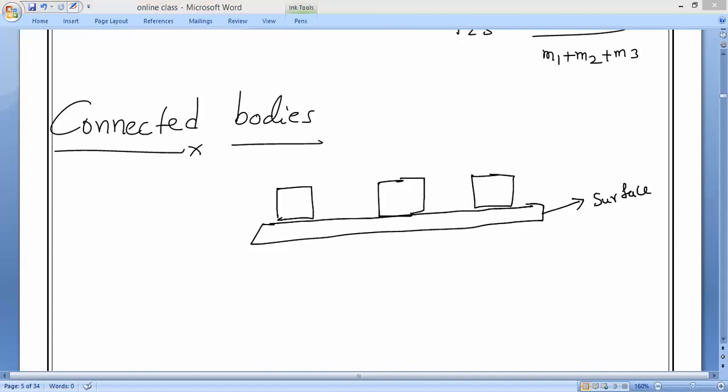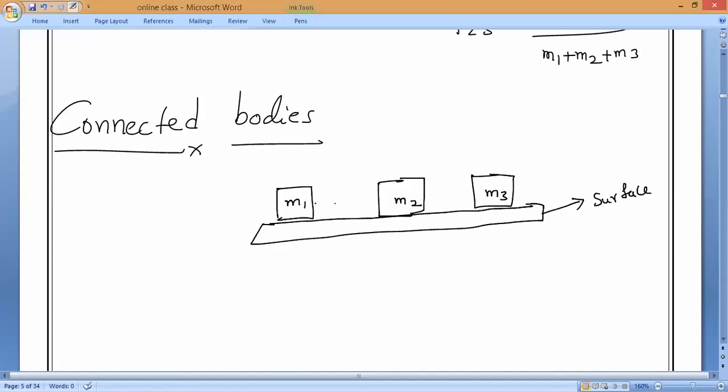So now let me take three bodies having masses M1, M2 and M3. Let this body be M1, this body M2, and this body M3. Now, these are all connected by light strings. They are not in contact. They have been attached by light strings. Strings means thread. Do you understand, everybody?